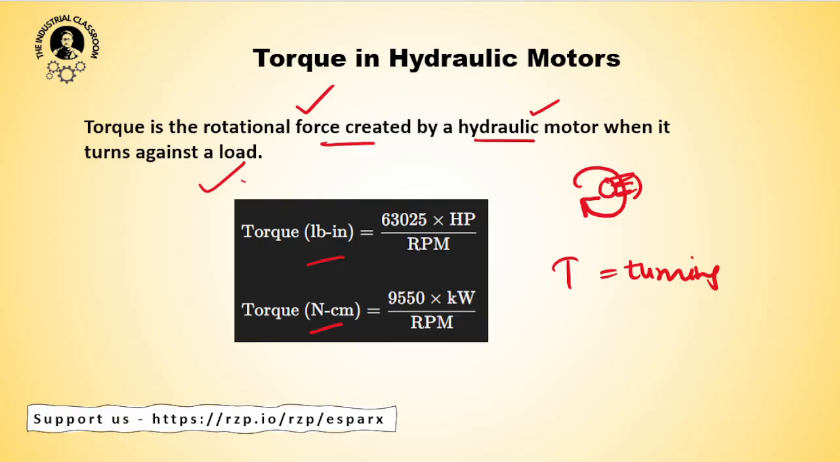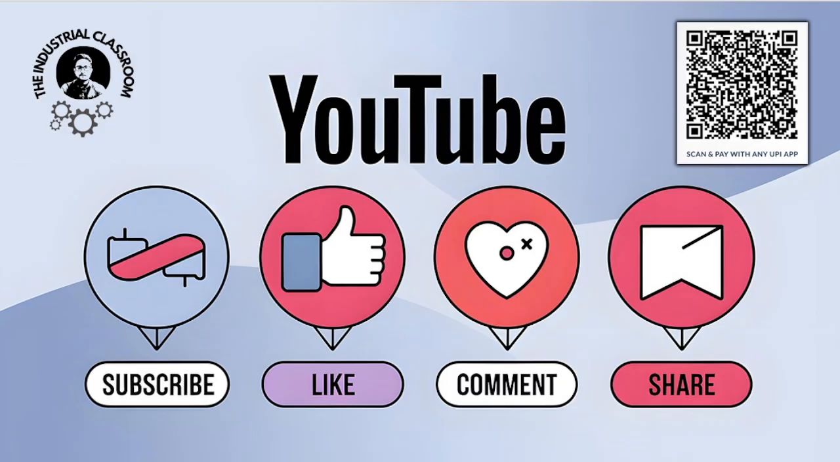That's all for today, and with this we have completed the second class of industrial hydraulics. In the next class we will dive into more concepts: viscosity, hydraulic fluids, and the characteristics of hydraulic fluids. All of these are very important for basic understanding.